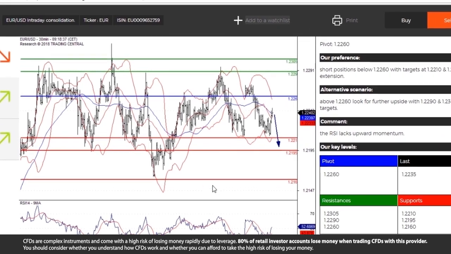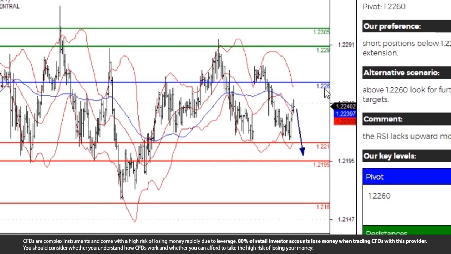Let's look at the chart. The pivot line is 1.226. It's the blue line here. The black box is the price level at the time the analysis was conducted. And this arrow here shows that at the support level of 1.2195, you can set your take profit level on the trading platform in the way we've explained already.